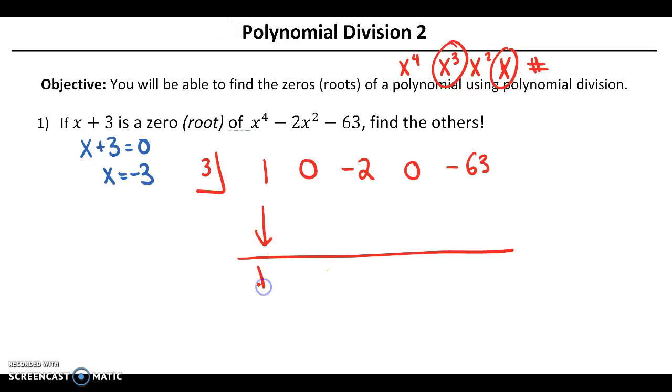Okay, so we're first going to bring down our first number. You multiply with the box number. So 1 times 3 is 3. Then you add down the columns. And then you repeat the process. You multiply and then you add down the columns. So on and so forth.